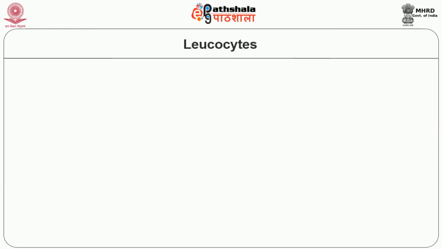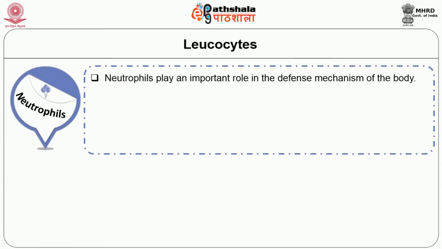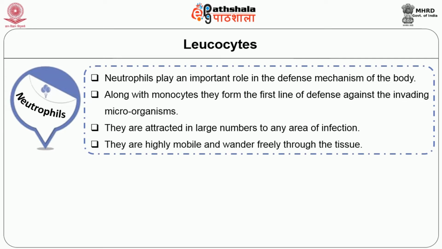Now, what are the functions of WBCs? First, about the neutrophils. The neutrophils play an important role in the defense mechanism of the body. Along with monocytes, they form the first line of defense against the invading microorganisms. They are attracted in large numbers to an area of infection. They are highly mobile and wander freely through the tissues. The granules of neutrophils contain enzymes which destroy the microorganisms. The membrane of neutrophils contains an enzyme which is responsible for the bactericidal action of neutrophils.